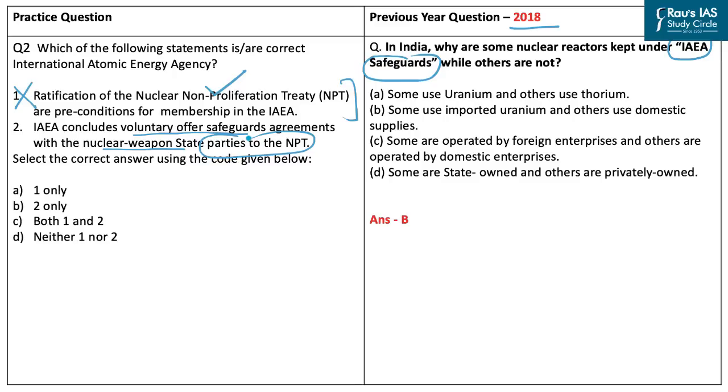In this regard, the IAEA concludes 3 types of safeguard agreements. The first is the comprehensive safeguards, which is agreed upon by the non-nuclear weapon states which are party to the NPT. The second are the voluntary offer safeguards, which are signed by the nuclear weapon states which are parties to the NPT. And third are item-specific safeguards, which are signed by non-NPT states, that is, those countries which are not the member or who have not accepted the NPT treaty. And that is why this second statement is correct. So the correct answer that comes out is B, that is 2 only.